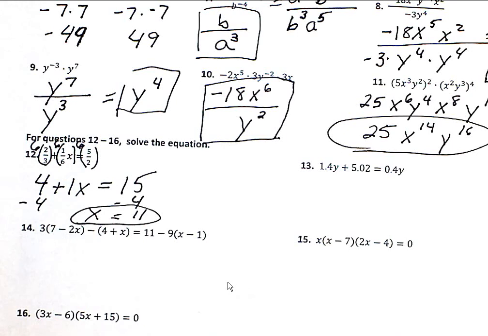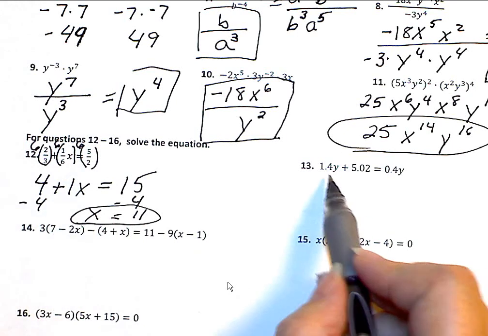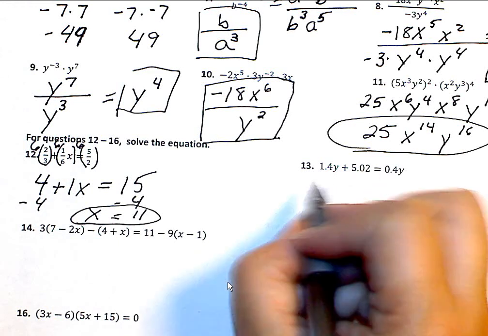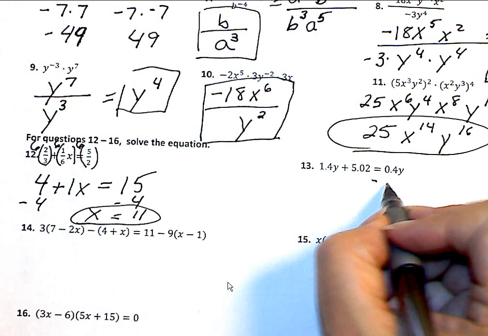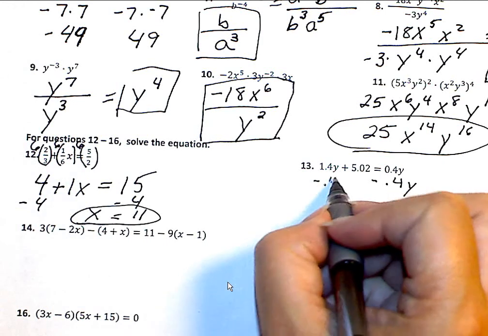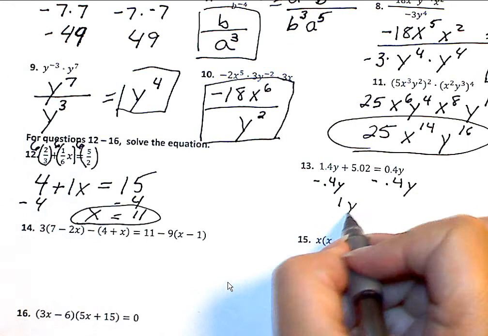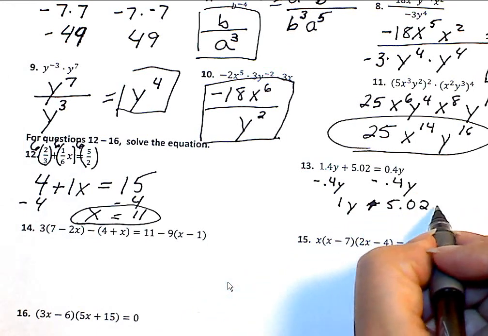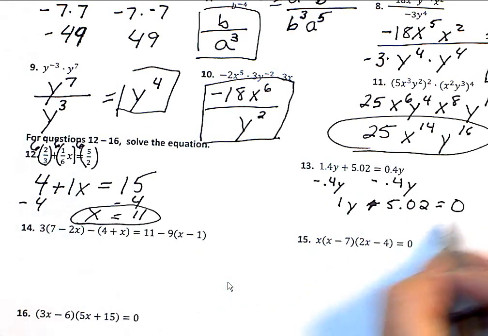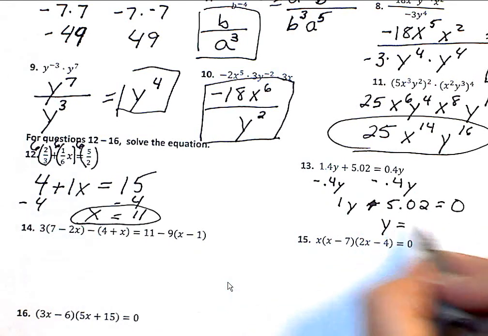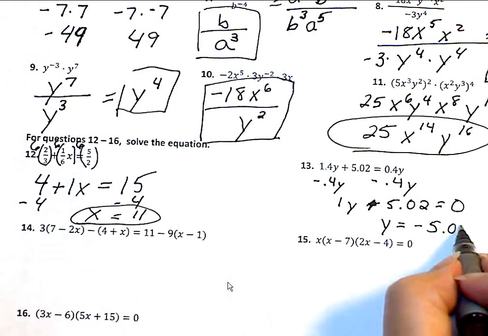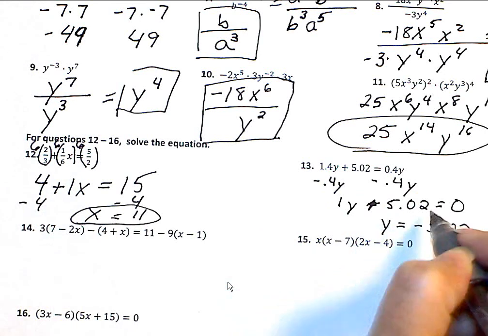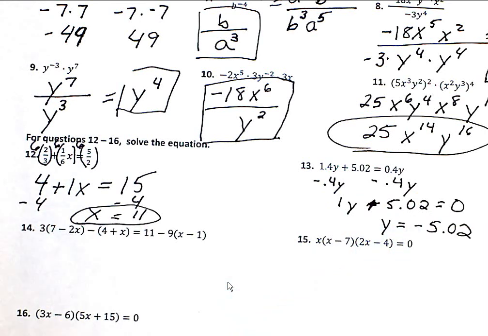Now, if you struggle with decimals, you can move it over, or you can leave it as fractions or decimals. So I'm going to quickly do this one for you. So we're going to subtract our 0.4y from both sides. So I have 1y plus my 5.02 is equal to 0. Bring it over, so y is equal to negative 5.02, because I subtracted 5.02 on both sides. Questions on that?